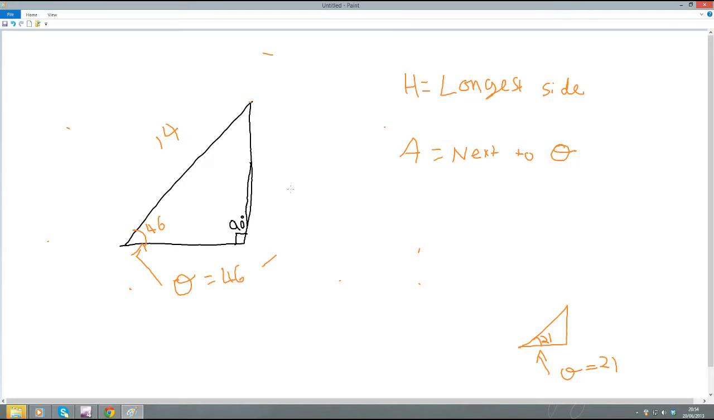So we know that A means adjacent, and in this case everything is built around the theta. So A is next to theta. Well, you might be wondering, why can it not be this side over here? Well, that's because the hypotenuse has already dominated this side. And when I say dominated, I literally mean dominated. The longest side always has to be H. So what I recommend doing in any trigonometry question is always identifying H first.